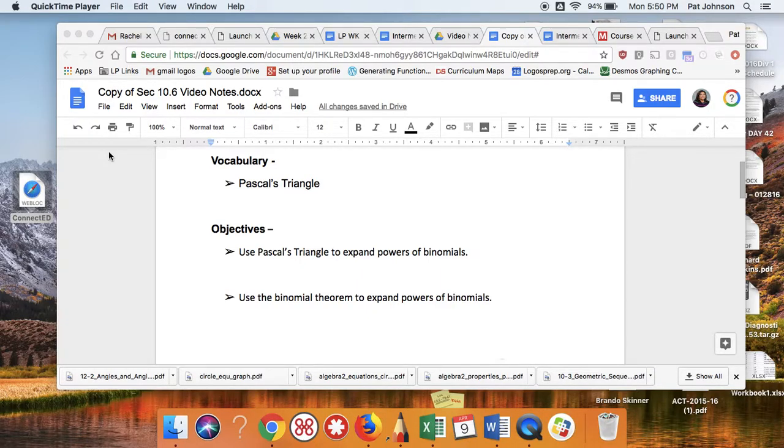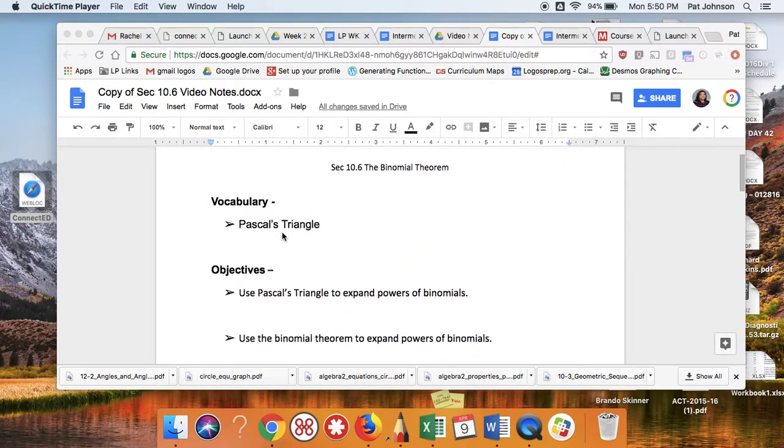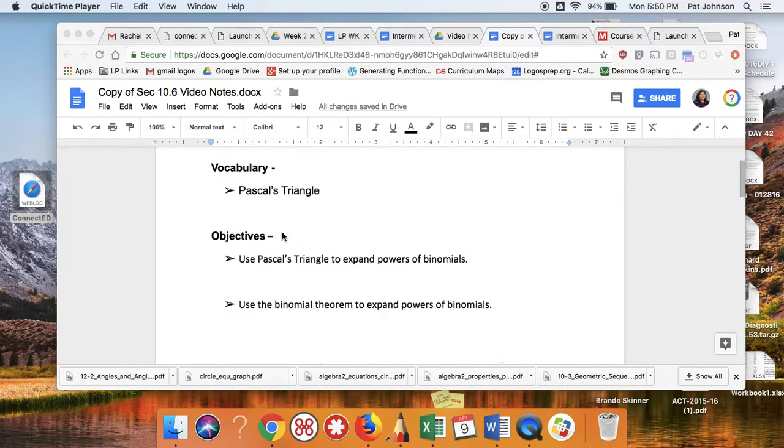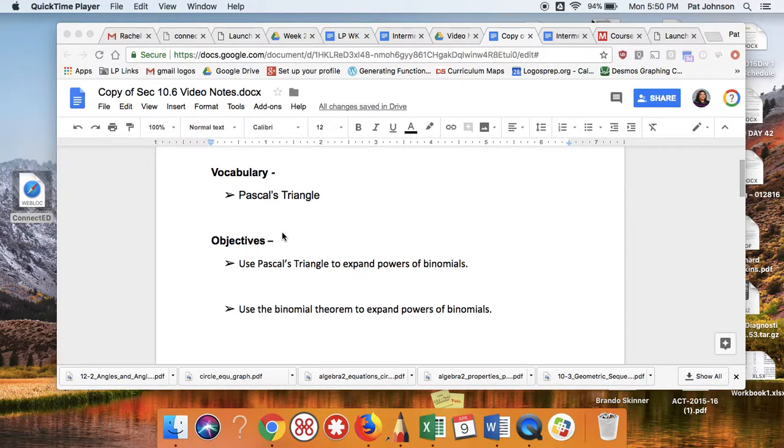This is 10.7, I think. 10.6 binomial theorem. All right, so really quick, we're just learning to use this binomial theorem.